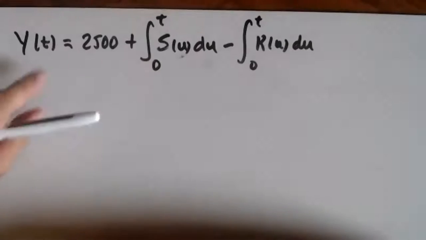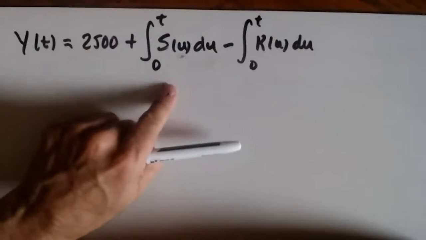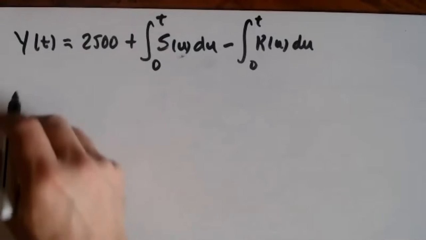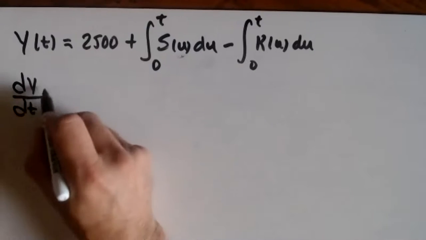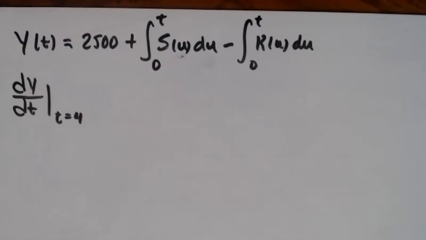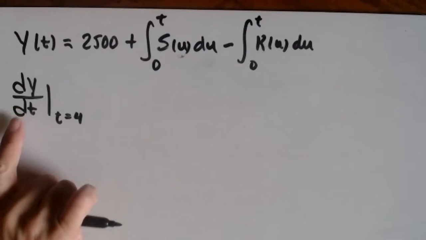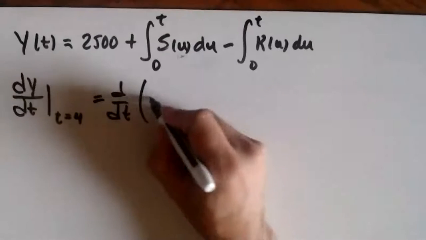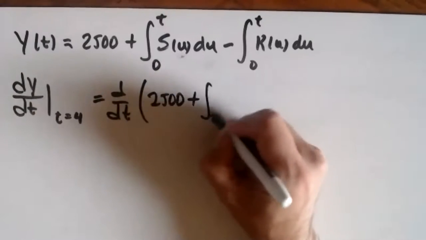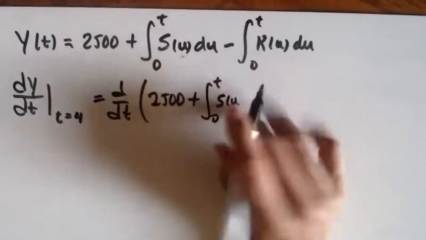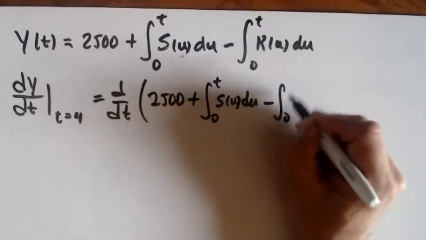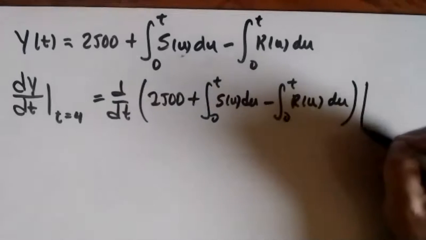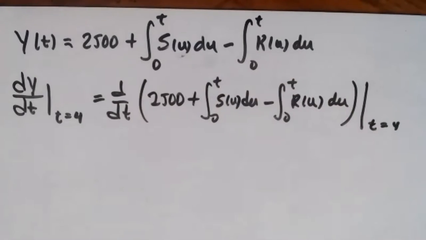So remember, this is the volume of sand at time t: the initial sand, the sand you drop, the sand you remove. You want the rate of change, dy/dt, when t equals 4. Because you want the rate of change, this is the derivative, so you have to take the derivative with respect to time of 2500 plus the integral from 0 to t of S of u du minus the integral from 0 to t of R of u du, correct? And this is going to be evaluated at time equals 4.